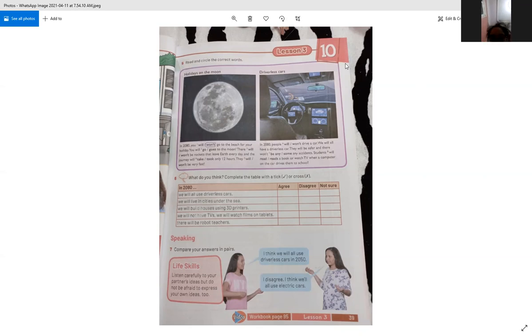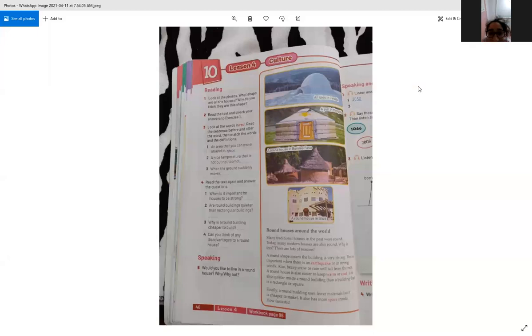Now we're going to turn to the following page, page 40. We have different shapes of houses. We have an igloo in Canada. This is an igloo. It's round, as you can see. And we have a yurt in Mongolia. This house is called a yurt. And we have a round house in Burkina Faso.